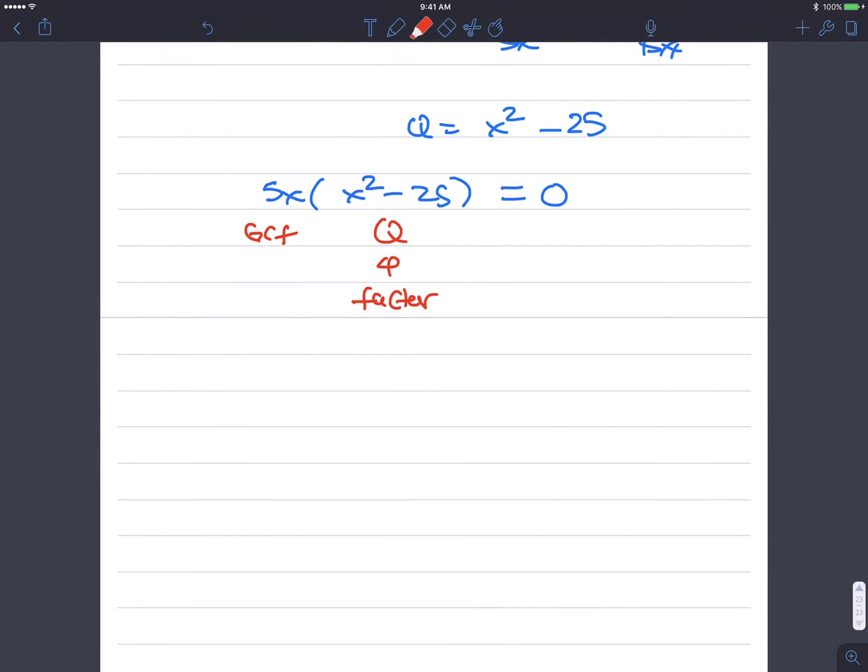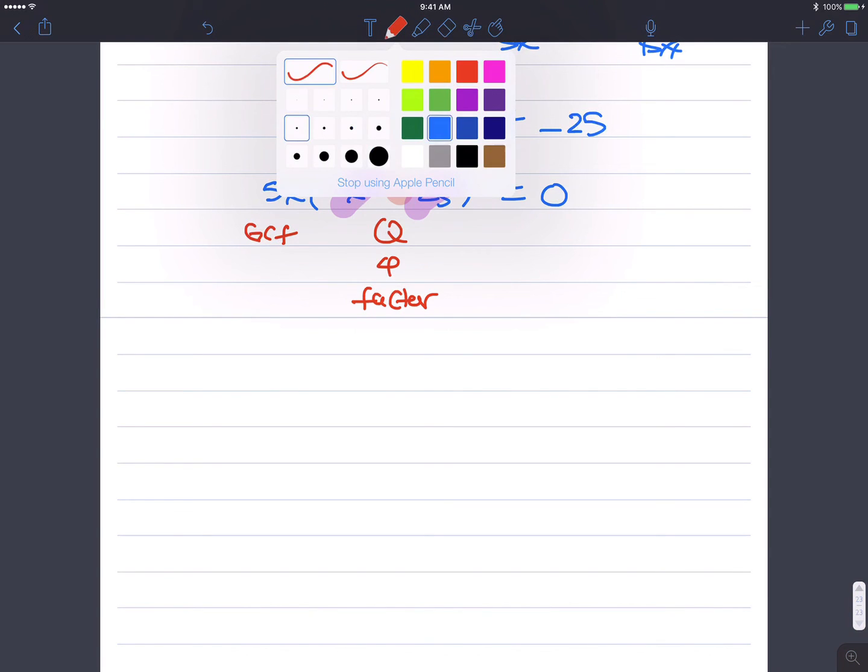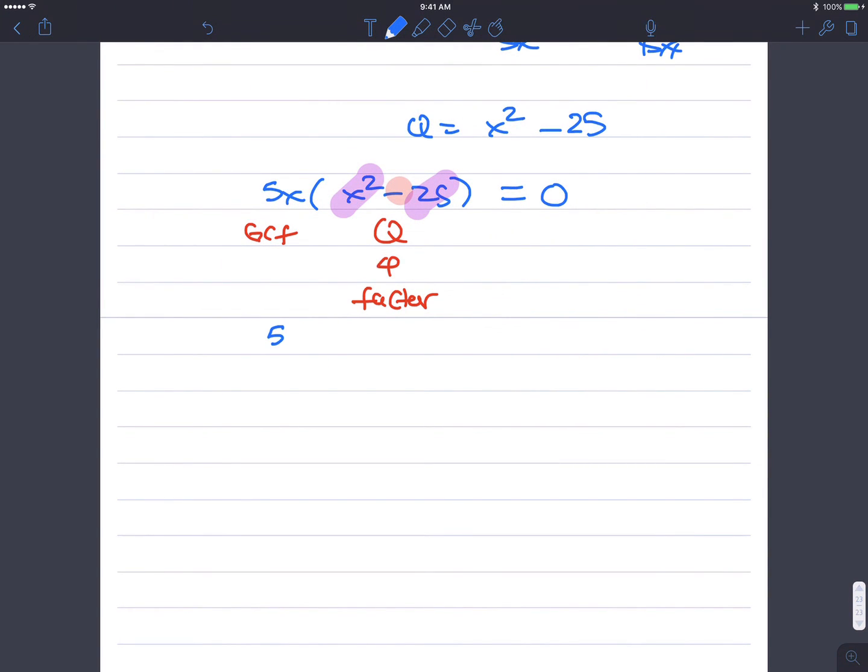Okay, so there's a difference now of perfect squares that we need to factor. And when we do, we get what? 5x times, what is 0? x plus 5 and minus 5.